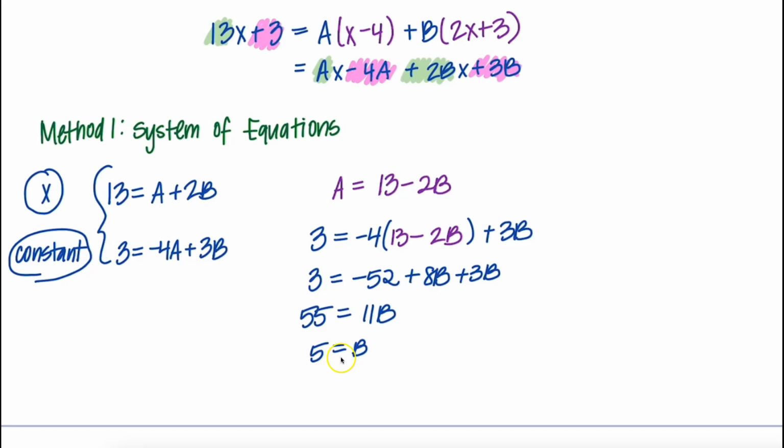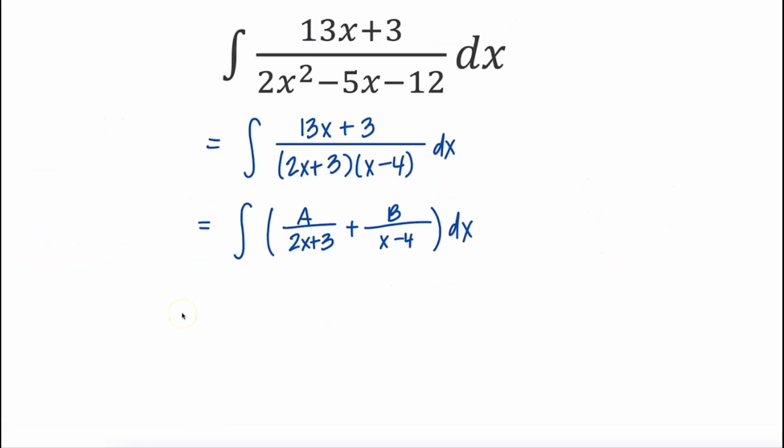Then I can plug b equals 5 into this equation that's already solved for a, or really any of the equations, to solve for a. So we get a is equal to 3 and b is equal to 5. Now we go back and substitute those into our partial fractions. So we come back up here and we go ahead and replace a with 3 and b with 5.